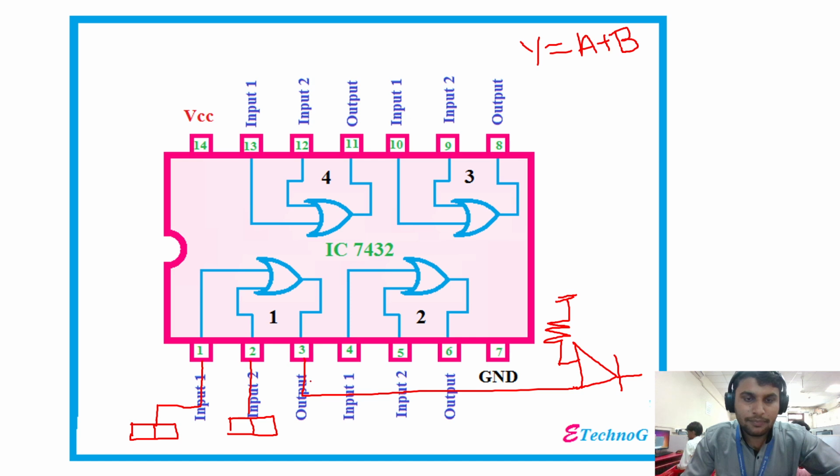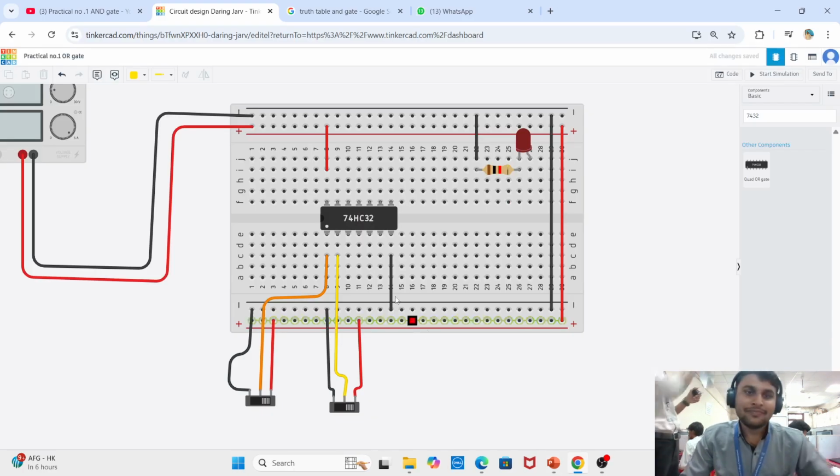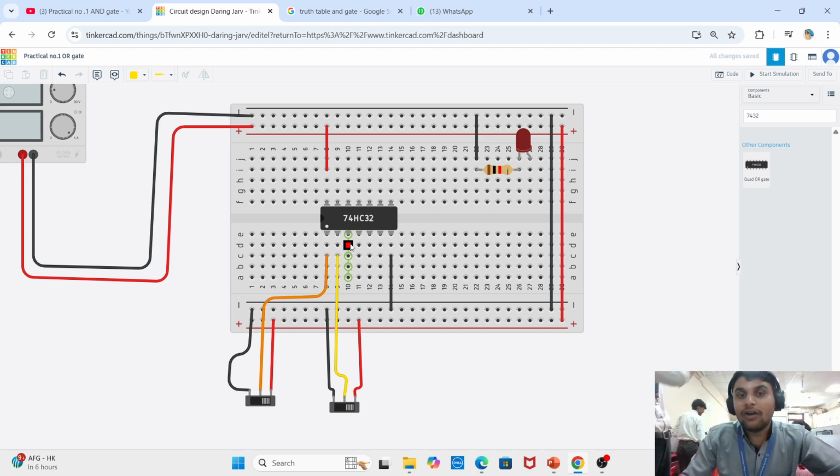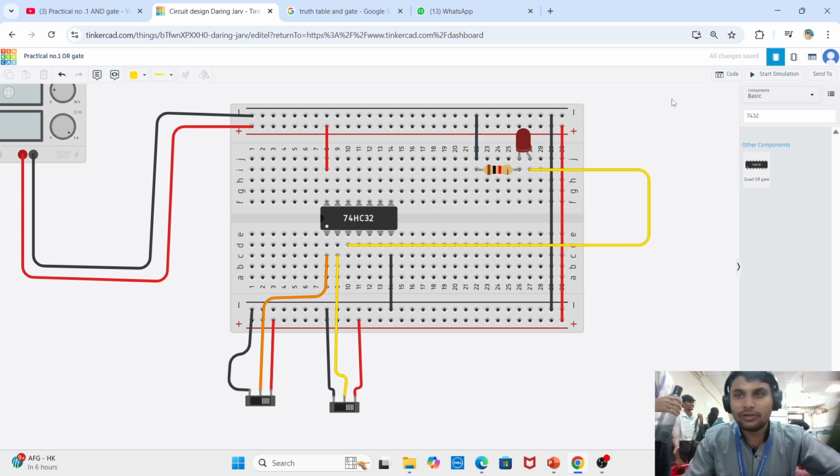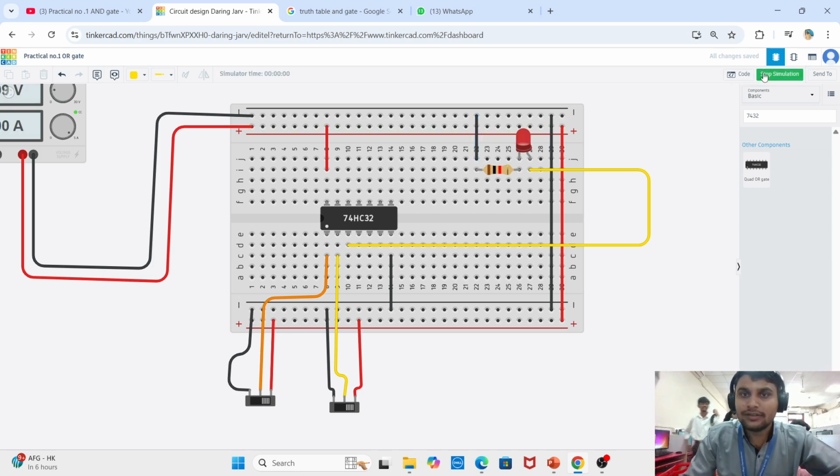From pin number three, it goes to the anode terminal of the LED. Pin number three is the output of the first gate. Now you already know how to connect the wire to the LED. The anode terminal is connected to the output of the IC, and the cathode terminal goes via a resistor to the ground. Okay, so start the simulation.